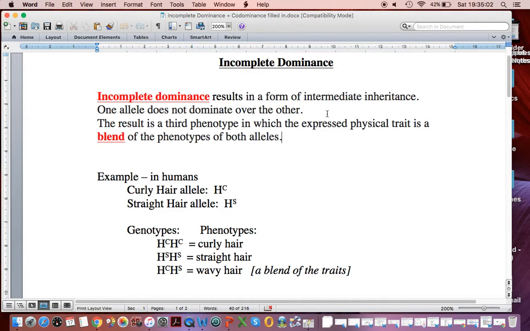Incomplete dominance is what it means. It means we're getting two different genes and one allele does not dominate over the other. So the result, or phenotype, will be a blend of the phenotypes of both alleles for what we'd normally get.